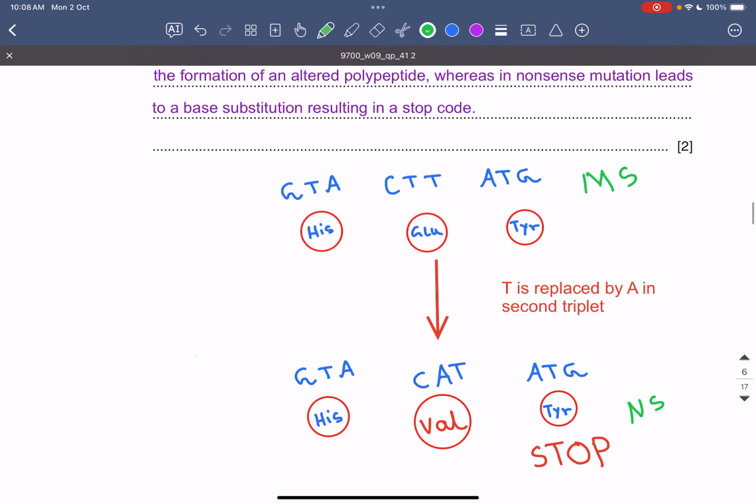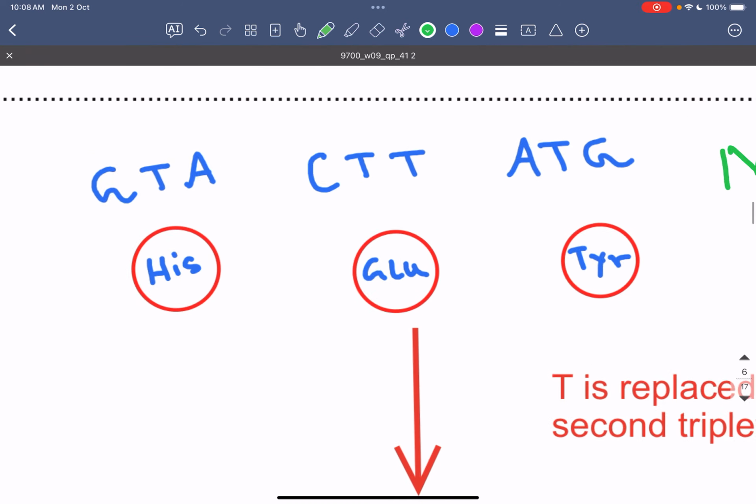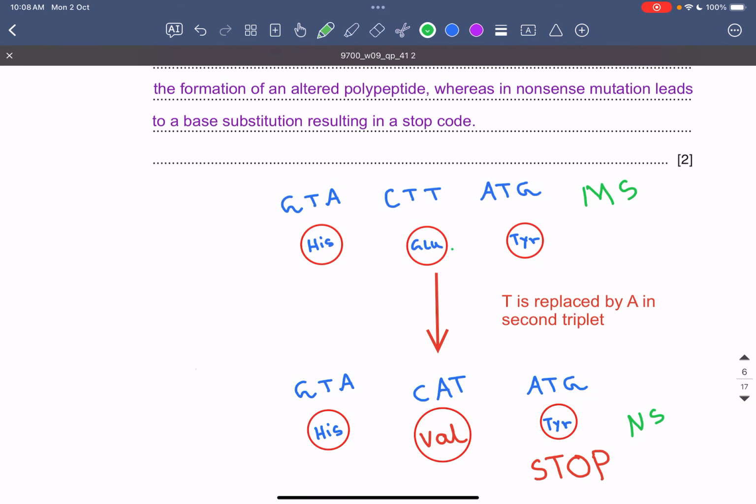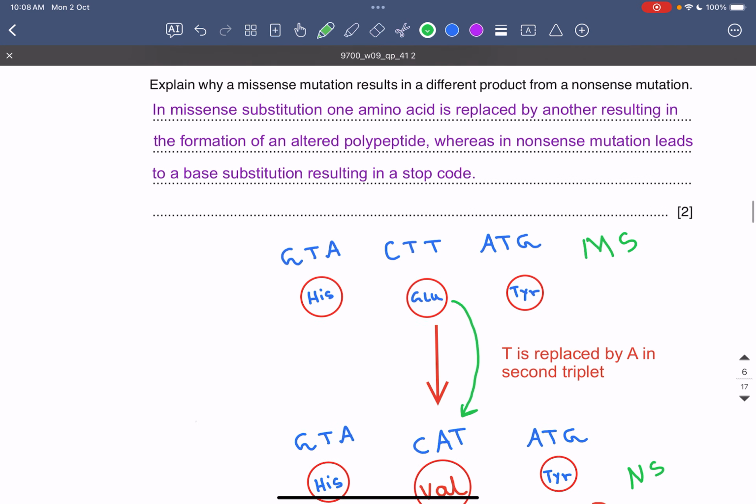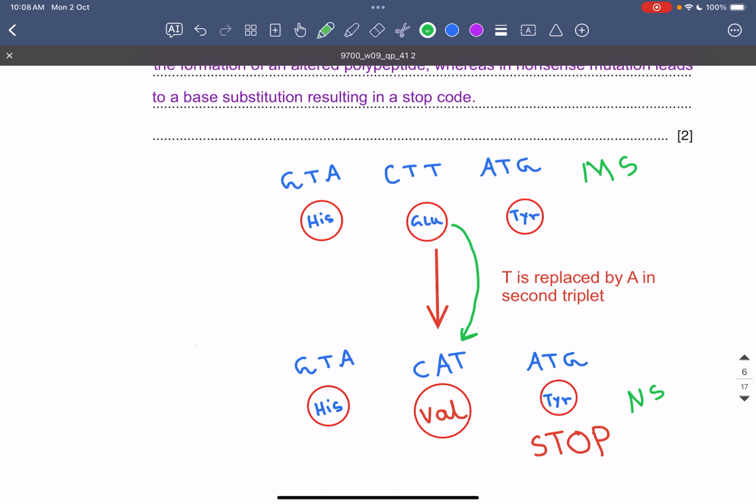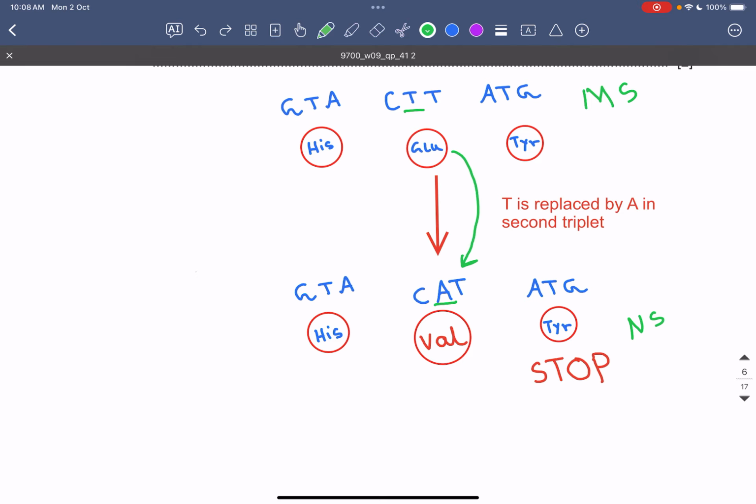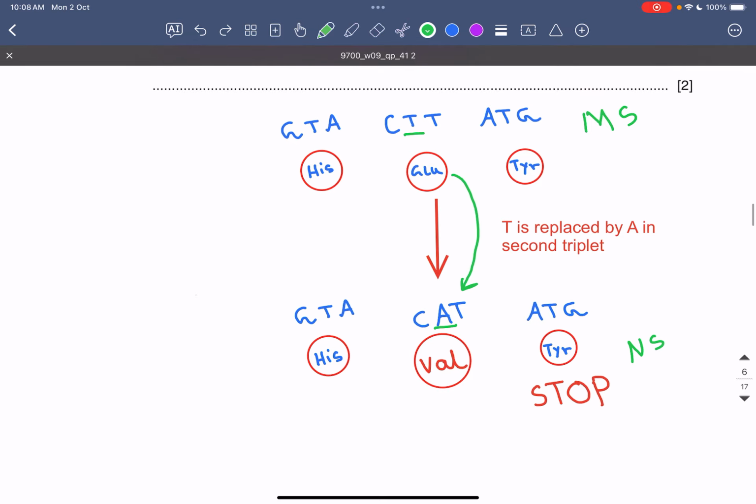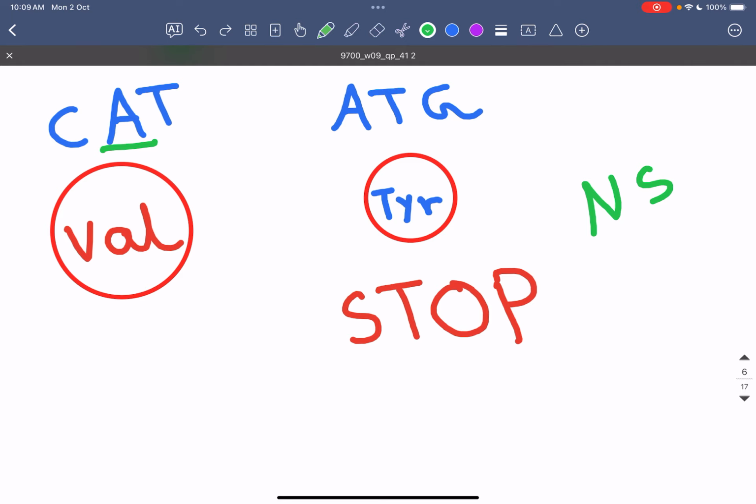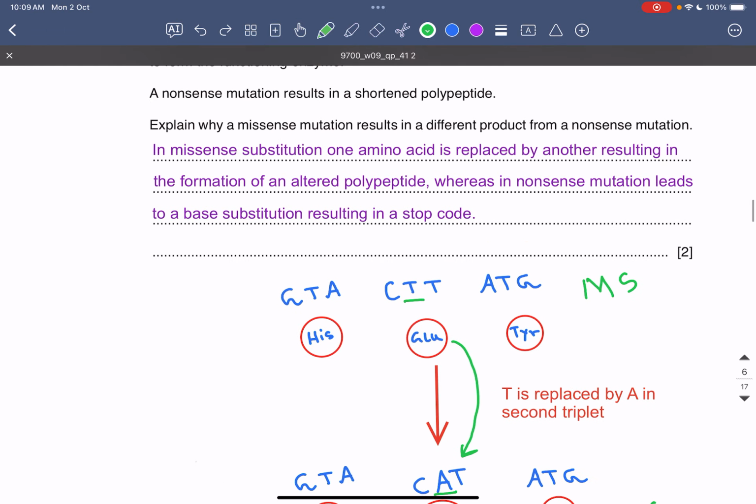As you can see, in missense substitution, one amino acid is replaced, resulting in the formation of an altered polypeptide. You can see the T is replaced by an A in the second triplet, and this results in an altered polypeptide. And in nonsense mutation, you can see a stop codon is made. You can answer this for 2 marks.